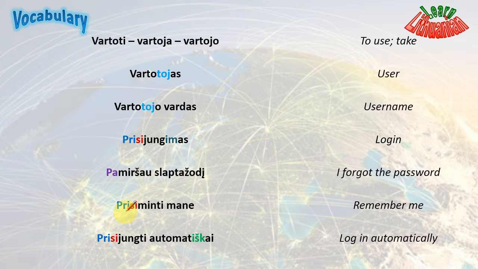Mane is the accusative of the pronoun I. Prisiminti mane literally means remember me. It's a command to a website. You'll see this checkbox next to these words. Prisijungti automatiškai. To log in automatically. Again, this is the same checkbox that's next to the login buttons. It means to log in automatically or to remember this username, and you check this checkbox.